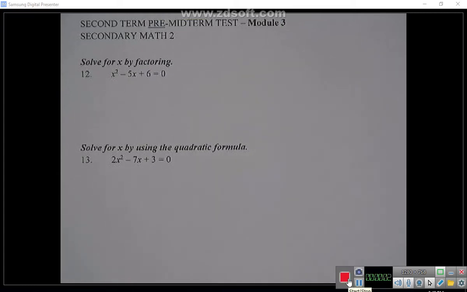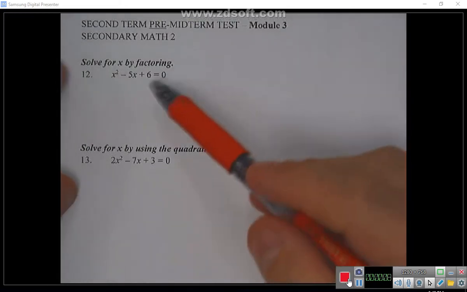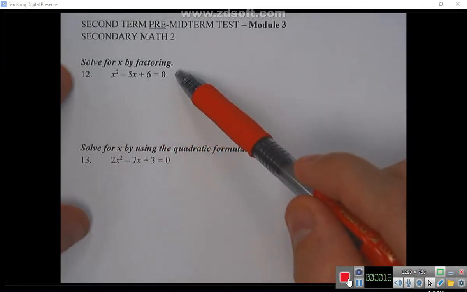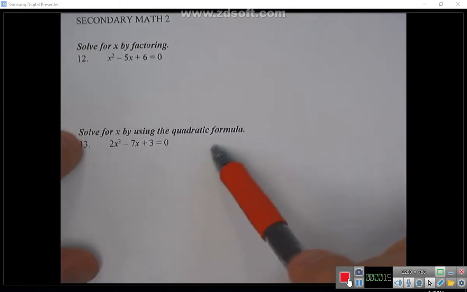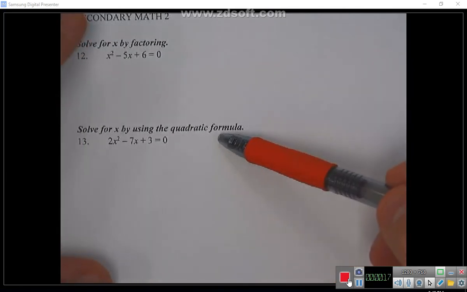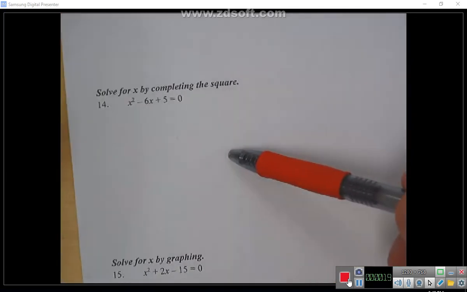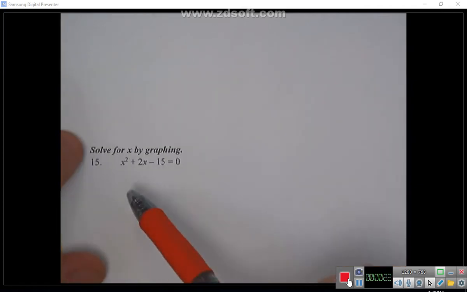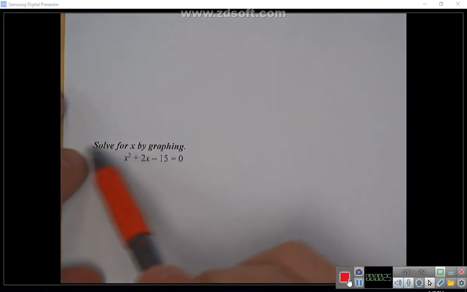On my next exam, I'm going to have my students solve for quadratics in at least 4 different ways. One way that I want students to solve is by factoring. Another way I would like them to solve by using the quadratic formula. A third way is by completing the square. And a fourth way is by graphing.